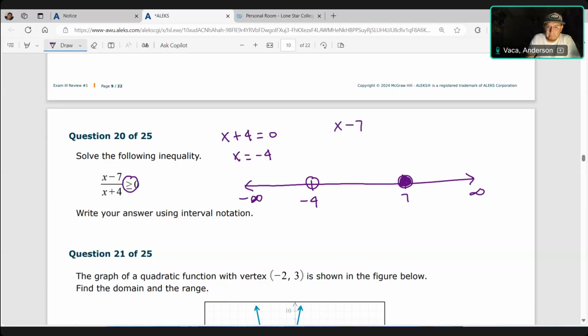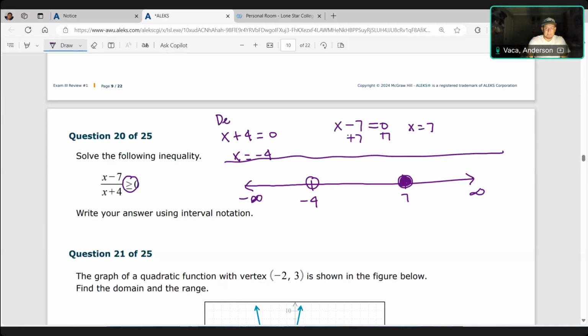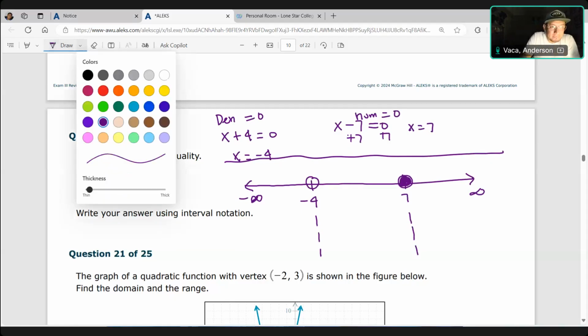Okay, so, +7, +7. All right, enough of that. Now we know where to break the number line. Notice that it was as simple as the denominator equal to 0 and the numerator equal to 0. It's as simple as that. And now back to the same game. Let's see what happens. I'm going to give you a technique, a shortcut right now.